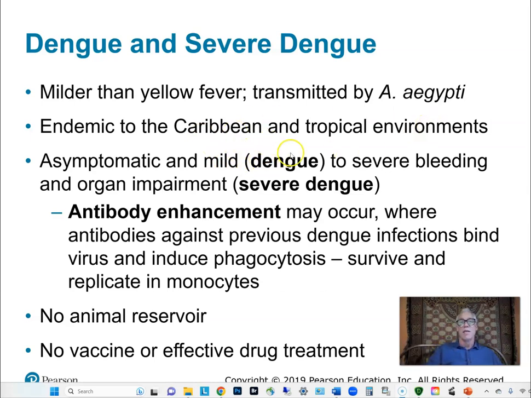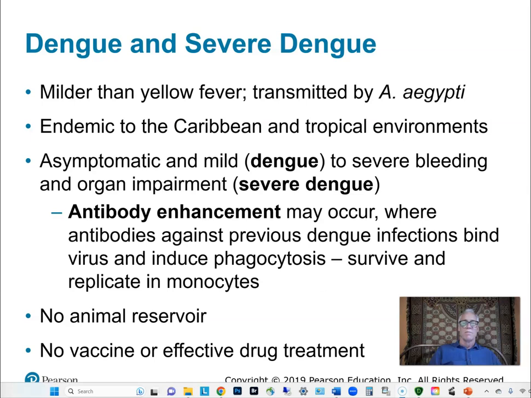Asymptomatic and mild dengue is the more common form. There's also a so-called severe dengue form that can cause severe bleeding and organ impairment. It's thought that maybe one of the mechanisms by which the disease can transform from the mild to the more rare severe dengue form is what's called antibody enhancement.